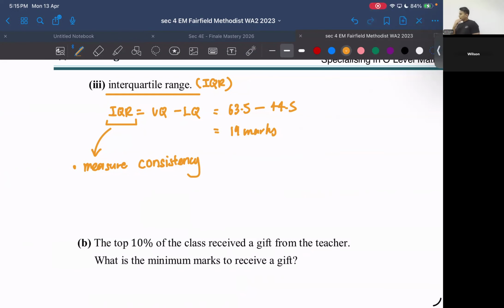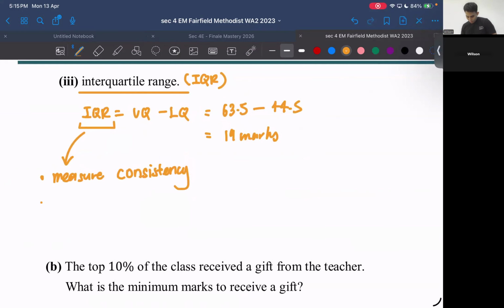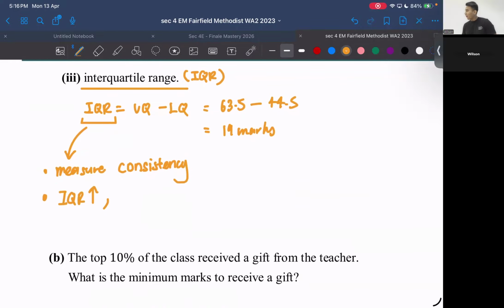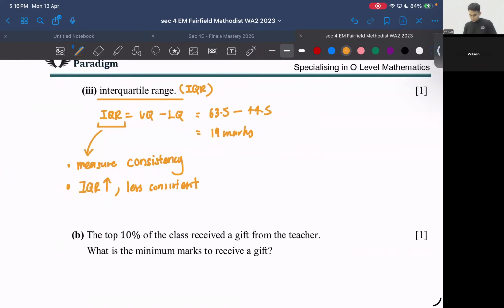Now, there's something about interquartile range. Donovan, I don't know if you remember, if my interquartile range is very, very big, what does it tell us about consistency? Less consistent. Opposite one, right? Yeah, opposite. So if my interquartile range is very, very big, it will be less consistent. Also, I also mix up. If it's big, then that means it's less consistent. If it's very, very small, that means it's more consistent. Okay, opposite of each other.